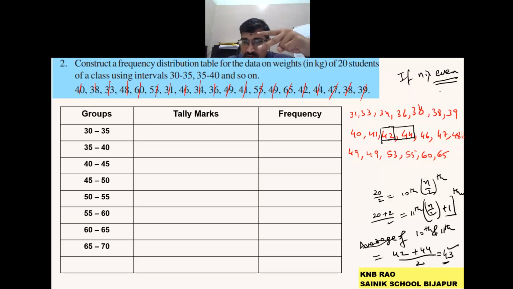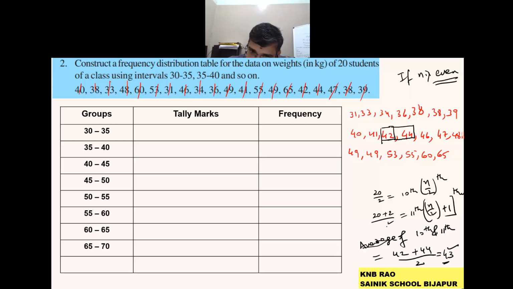See, Avinash, what I said: when the number of observations is odd, only one fellow will go straight away. Like when 99 students were there, we took the 50th fellow. But when the number of observations is even, what to do to find the median? We arrange them in ascending order as it is, but the median will be the average of 2 fellows.